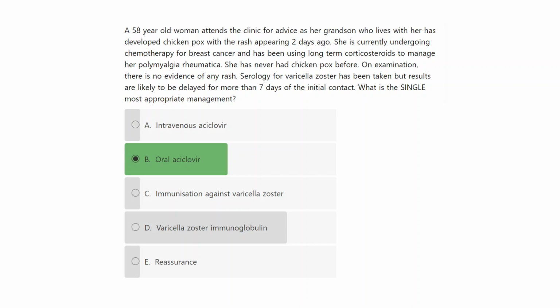What is the single most appropriate management? You go ahead and treat. You do not wait for the rash to appear. You do not wait for the patient to become symptomatic. Once there is evidence of increased risk and immune suppression, you treat.